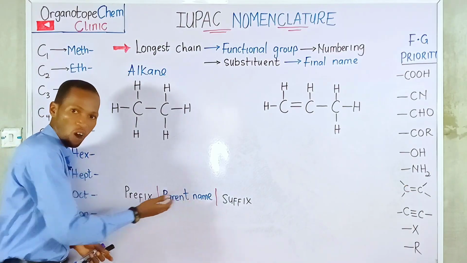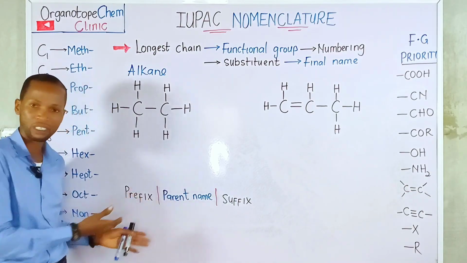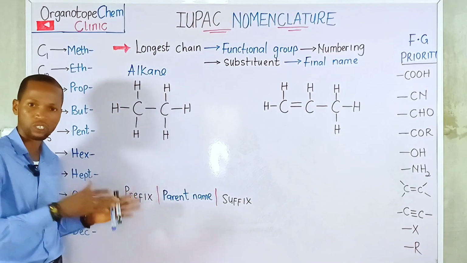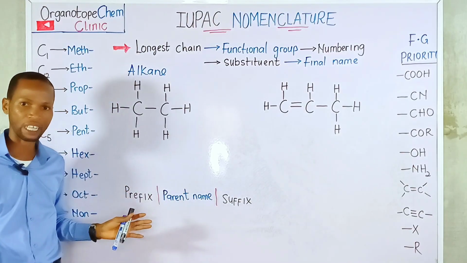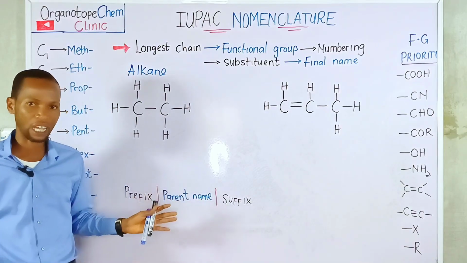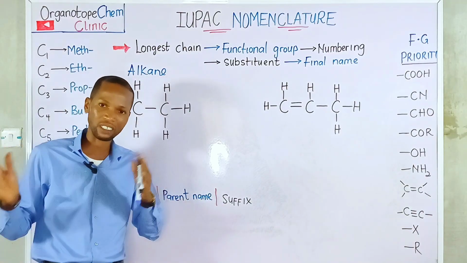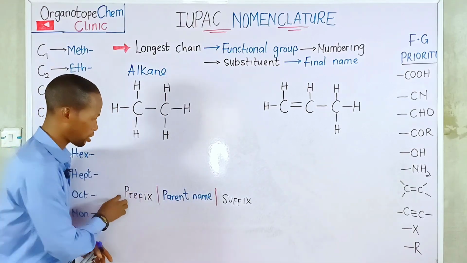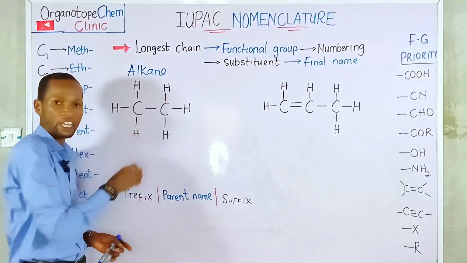Recall that I explained in my previous video lesson that when naming an organic compound, you have to follow this pattern of naming. We have the prefix, the parent name, and the suffix. The prefix indicates the substituent attached group on the carbon skeleton, while the parent name is the longest continuous carbon chain, and the suffix is the functional group of the organic compound. Now let's adopt this pattern in naming this alkane molecule.